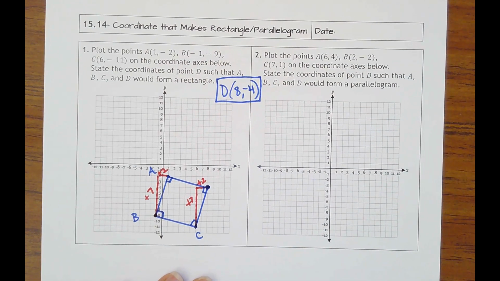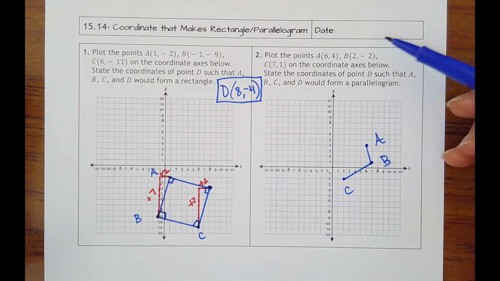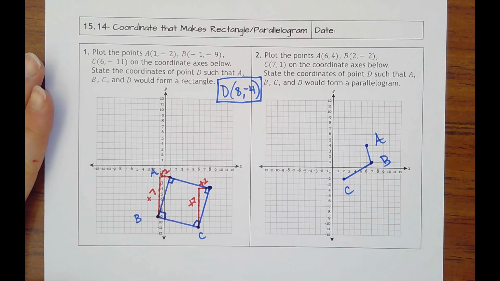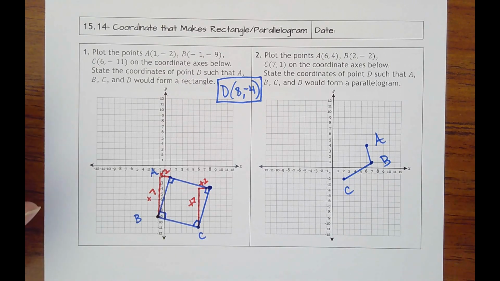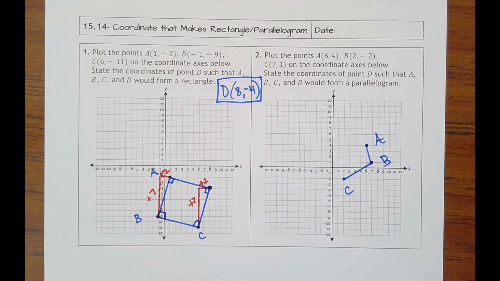All right, let's try number 2. We've got points at A, B, C again, and we're trying to find the coordinates of point D so that it forms a parallelogram. Well, a rectangle was still a parallelogram because the opposite sides are parallel and congruent. They just don't make right angles here in the corner.